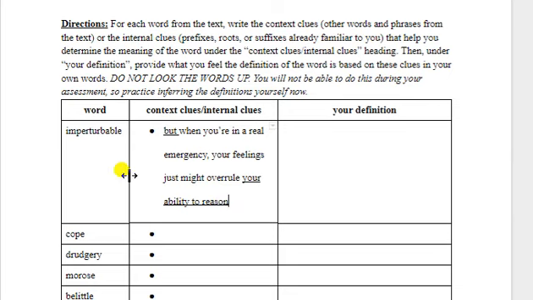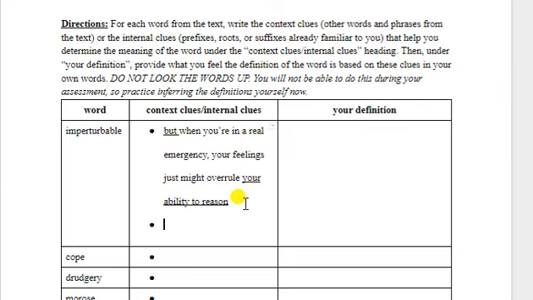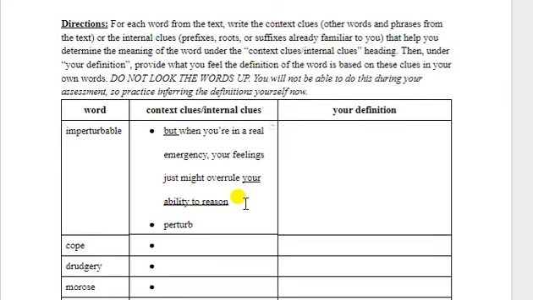So here's another part. And this may or may not apply to you, and that's okay. But I happen to know that perturb is the root. If somebody is very perturbed, then it means that they're bothered, or they're shook. Okay, let's say that. So I'm going to say that that is an internal clue because it is the root of the word. And I'm going to say it means shook.